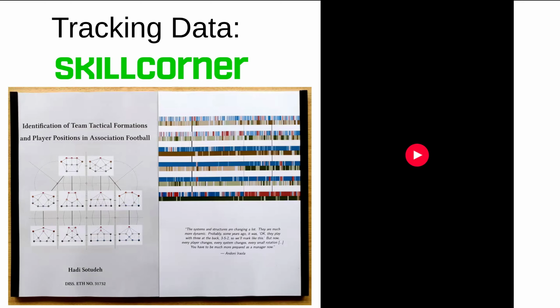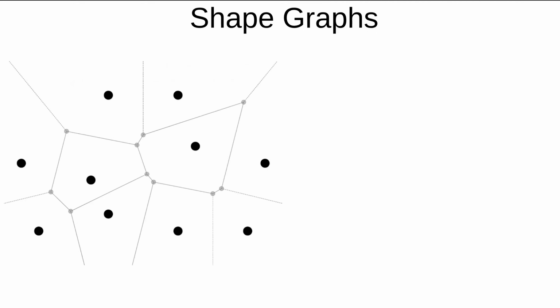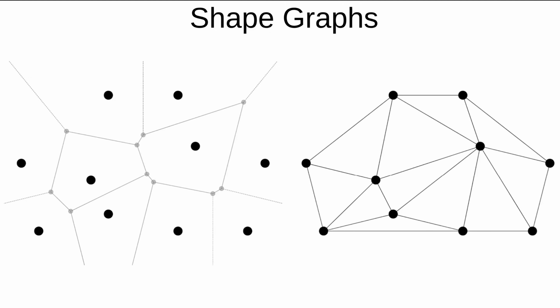For the method, we will apply what has been described in my PhD thesis, identification of team tactical formations and player positions in association football. The idea simply is that for each team, we focus on the 10 outfield players playing from bottom to top on this screen. We divide the space into regions that each player is controlling, assuming they can arrive at those cells when we have the assumption that they have equal speed. And if we connect all the players to their neighbors, we will end up with the graph representation shown on the right side.